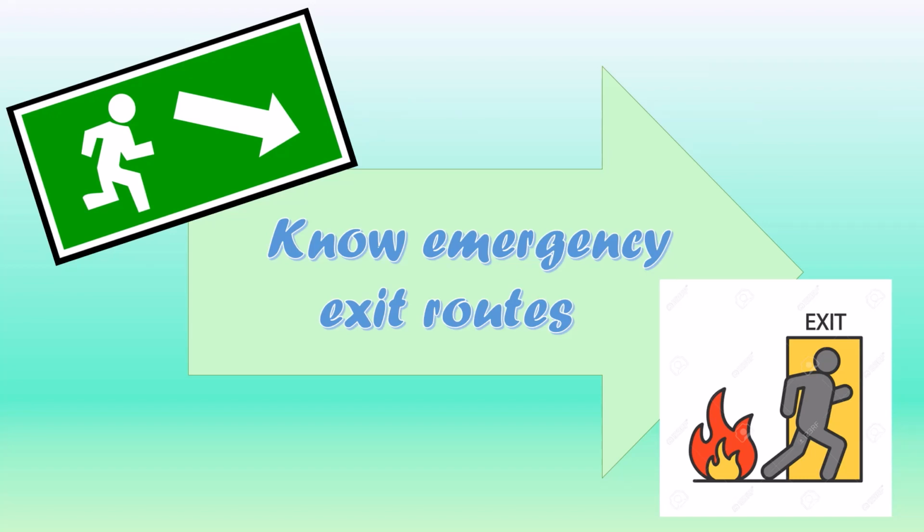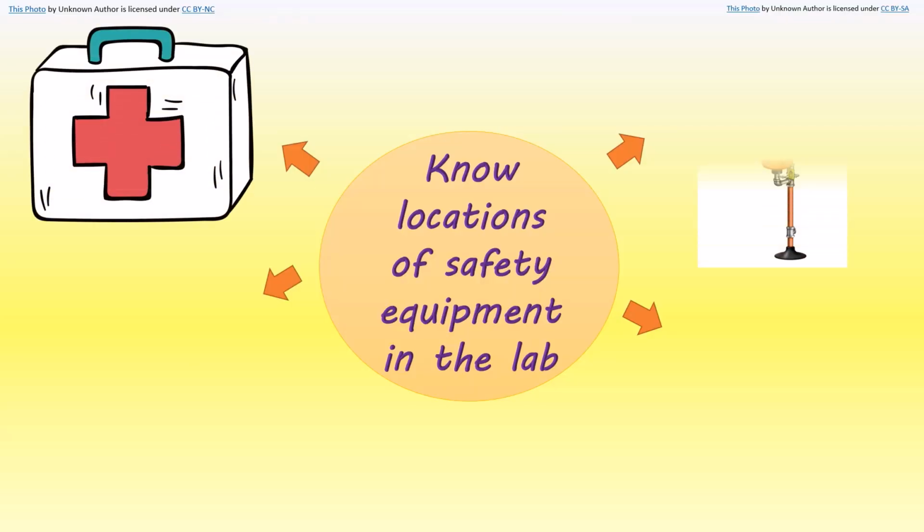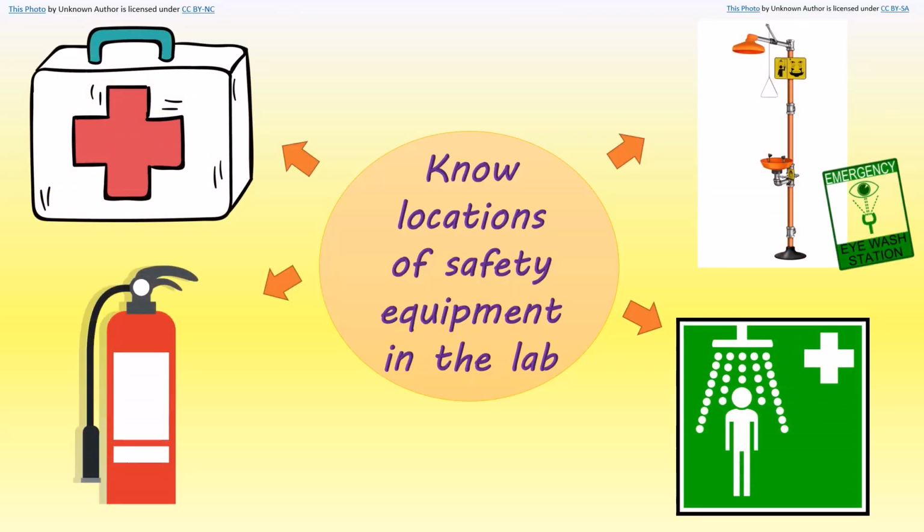Next, we need to know the emergency exit route. This is very important because we can evacuate the lab quickly and in a safe way when fire or any accident occurs. Lastly, we also need to know the location of safety equipment in the lab, including the first aid kit, eye wash station, fire extinguishers, and safety shower. So, that's all about the general safety rules.